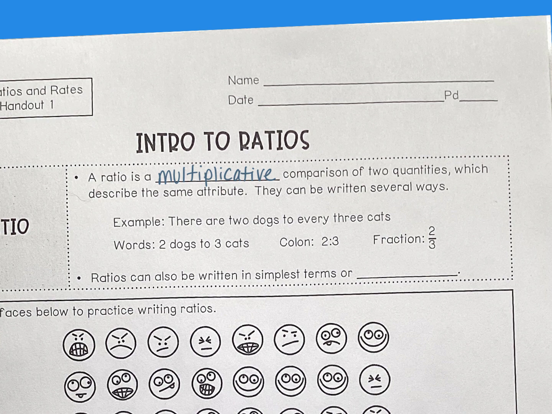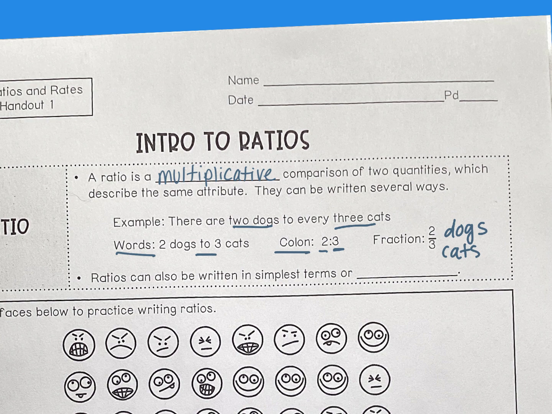They can be written in several ways. For example, there are 2 dogs to every 3 cats. The way in which we could write this ratio is 2 dogs to 3 cats using words. We could use our colon form. We have 2 dogs, so 2 would come first, colon, 3 for our 3 cats would come next. Or fraction form, 2 for our number of dogs, and 3 for our number of cats. 2 to 3, dogs to cats.